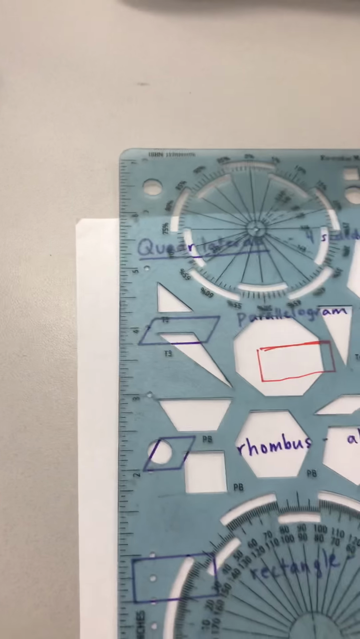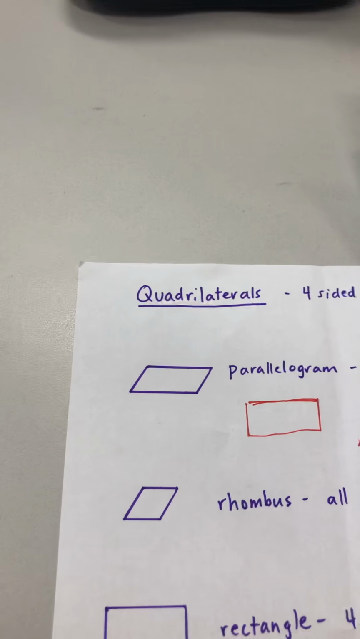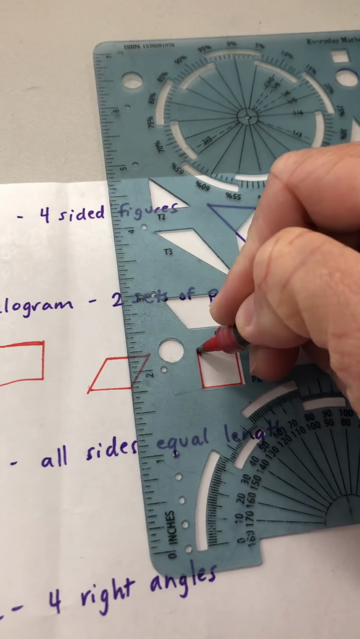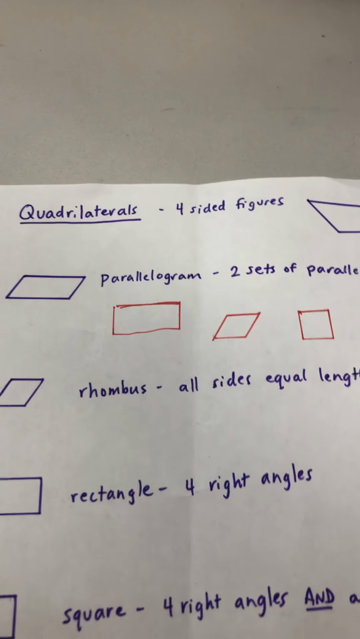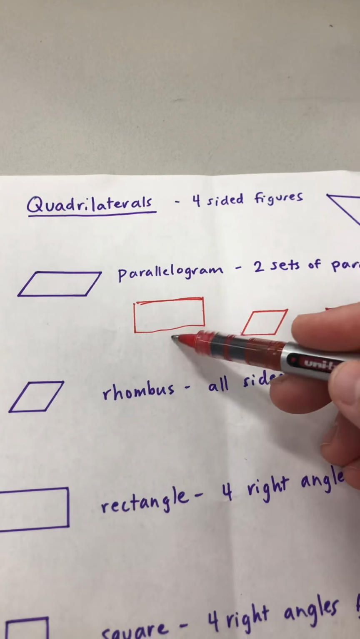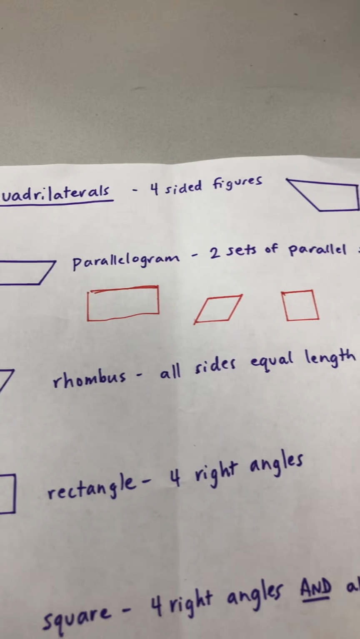A rhombus and a square are also going to be examples of parallelograms. Okay, so they have the parallel lines top and bottom that are opposite from one another, and left and right.